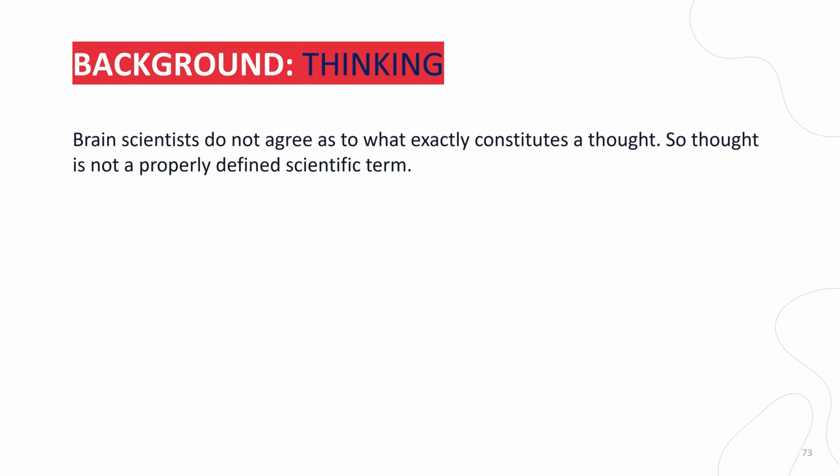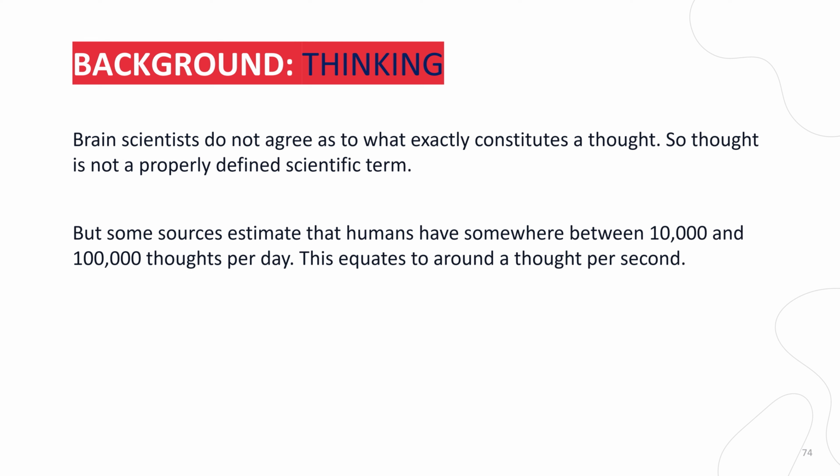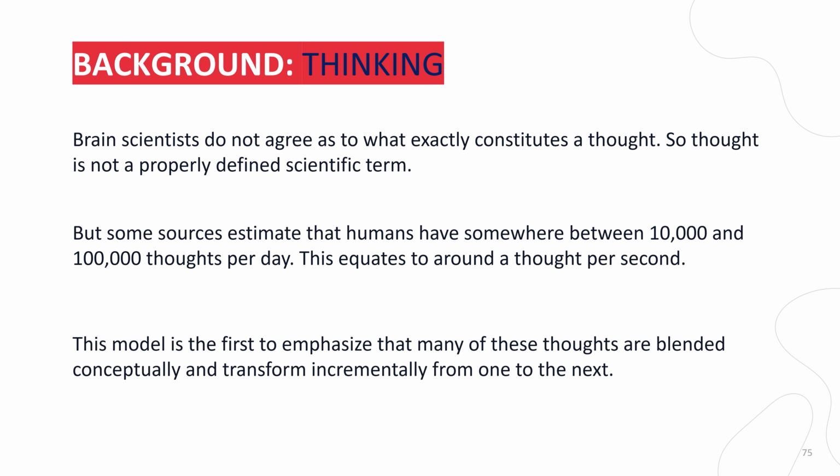Brain scientists do not agree as to what exactly constitutes a thought, so thought is not a properly defined scientific term. But some sources estimate that humans have somewhere between 10,000 and 100,000 thoughts per day. This equates to around a thought per second.